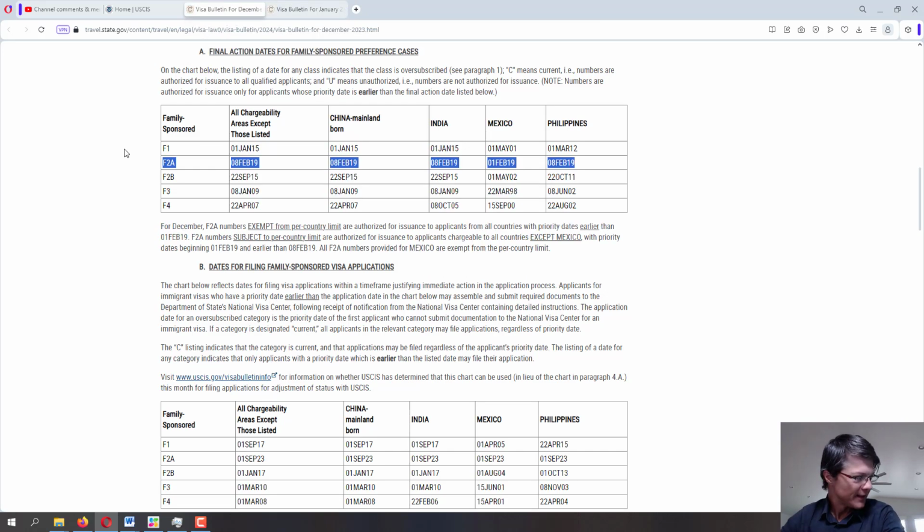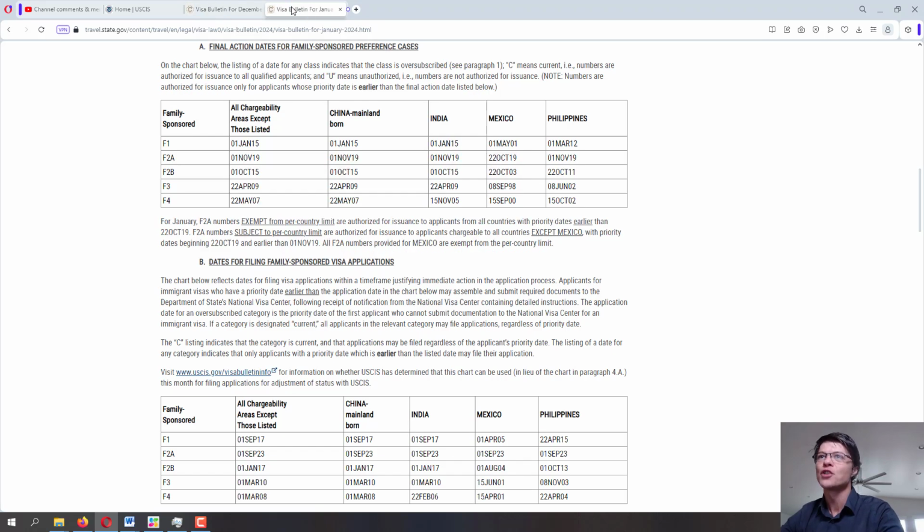We have movement forward from February to November. That is, let's see, the 2nd month, and November is the 11th month. Okay, so 9 months. It moved 9 months, which is fantastic for all chargeability areas. For China, it moved 9 months. For India, it moved 9 months. For Mexico, it moved from February to October, so just a little bit less, but it's almost November. So almost 9 months for Mexico as well, which is great because Mexico is one of those chargeability areas where, at least in my experience, you usually see the least movement because the immigration numbers are so high.